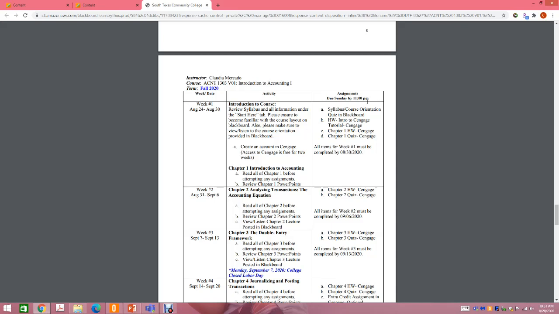That's why it's very important for you to have your syllabus handy. Okay? But your weekly assignments, which include your weekly quiz and your weekly homework, those are open on Monday and they close on Sundays at 11 p.m. On this side of the syllabus, you'll have the assignments that need to be completed. For example, for this class on week number 1, the first thing that you need to complete is your syllabus course orientation quiz in Blackboard.